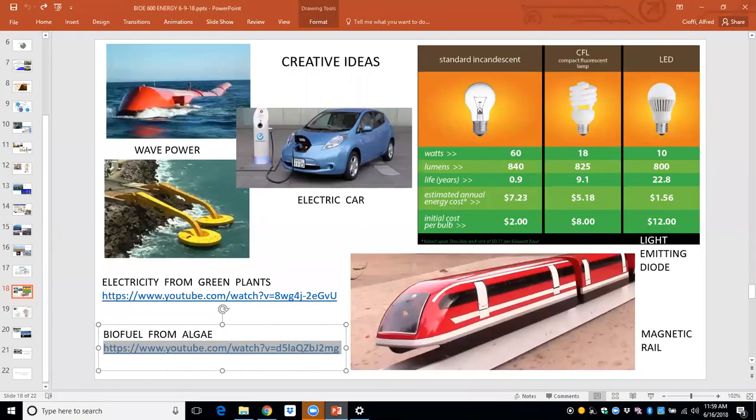These are two examples of natural products that are being used, experimented with, and hopefully will lead to some good use.